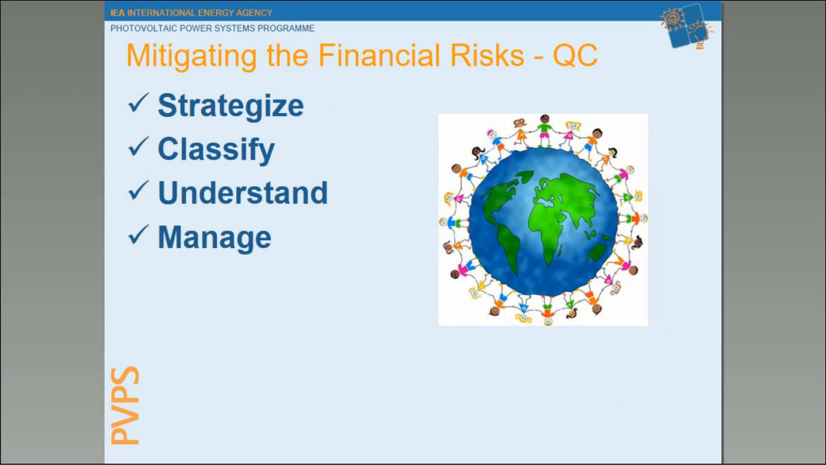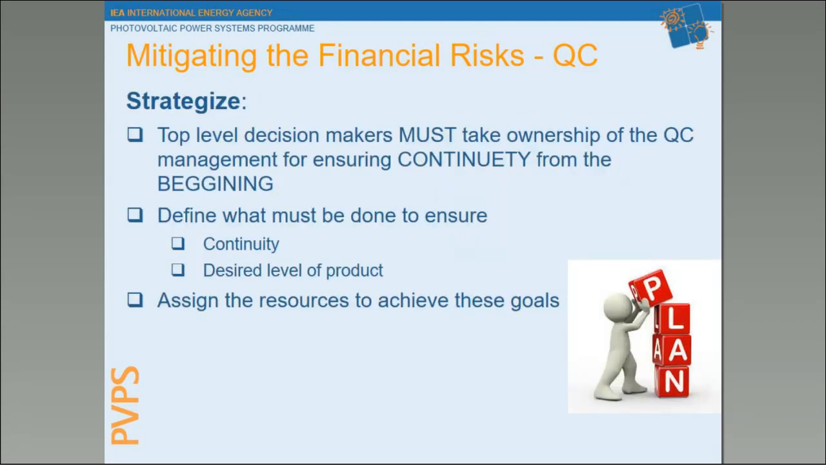How then do we achieve quality control? We suggest 4 keywords for devising a methodology: strategize, classify, understand, and manage. Strategize. A prerequisite for any successful risk mitigation strategy is to ensure that the overall process is recognized by the top-level decision makers and that this management level takes responsibility for defining an appropriate strategy and assignment of the necessary resources to undertake this process. If the big boss does not actively support quality control, there quite simply will be no quality.